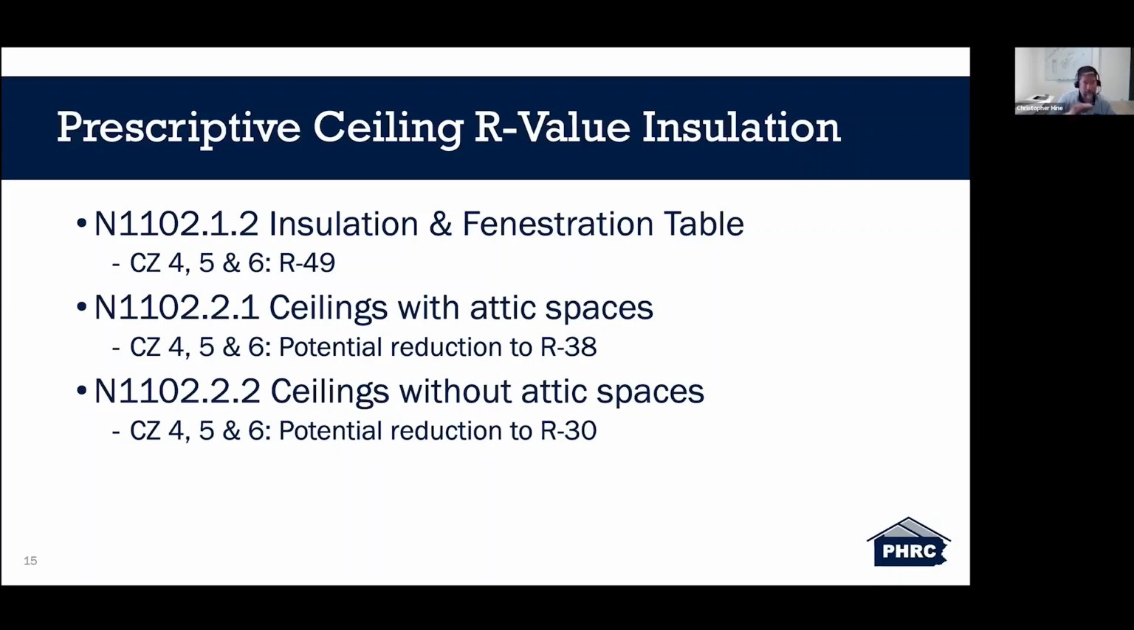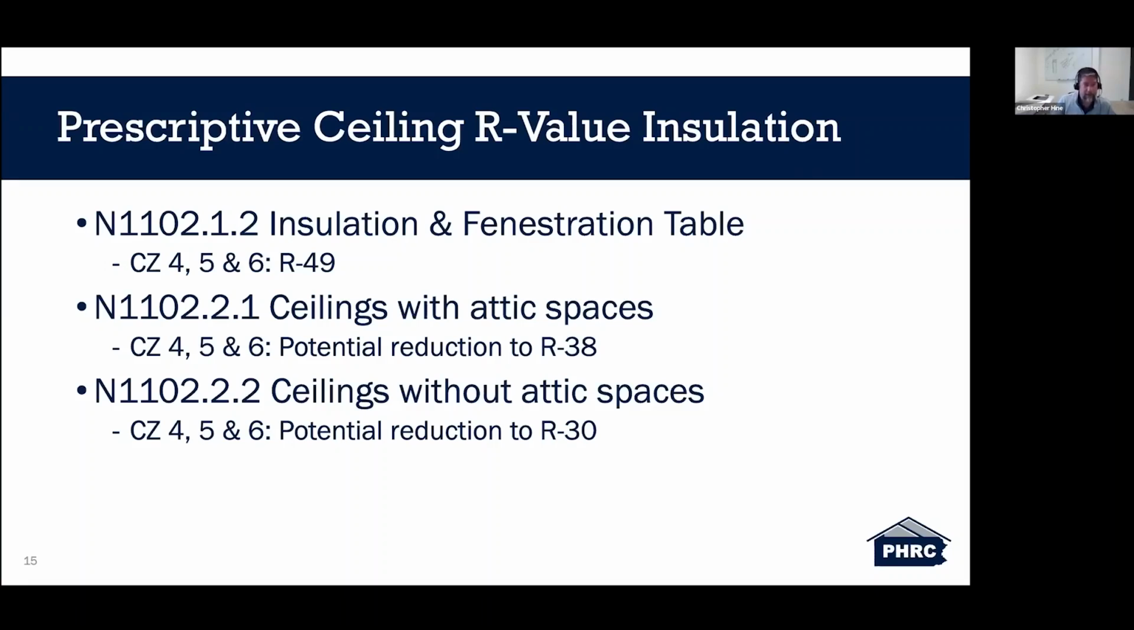So now we have N1102.2.1, not to be confused with the table up above. This discusses ceilings with attic spaces, and in climate zones 4, 5, and 6, remember we start with R49, and under this provision, we have the potential to reduce that attic insulation from R49 to R38, and I'll walk through how this potential reduction can happen in a moment.